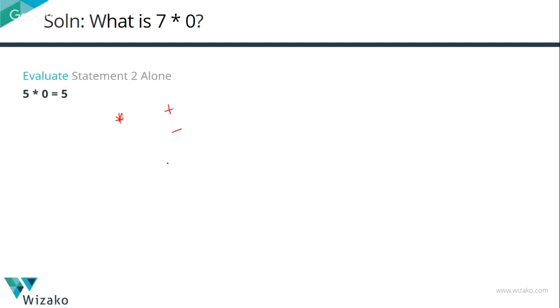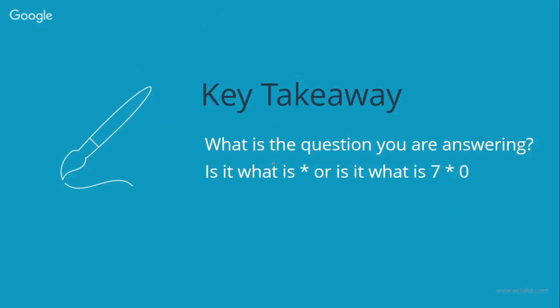Is the question finding out what is star, or is the question finding out what is 7 star 0? The question is what is 7 star 0. Finding star is probably an intermediate step for us. So 5 star 0, if star is a plus, is going to be 5 plus 0, which is a 5. If star is a minus, 5 minus 0 is also going to be a 5. So what we essentially have is a unique answer from statement 2 also. 2 is also sufficient. Choice D is the correct answer. The quick takeaway from this is, check out what the question is.